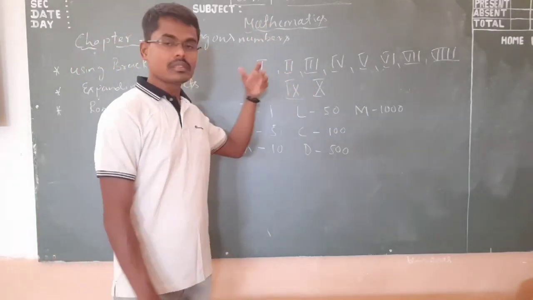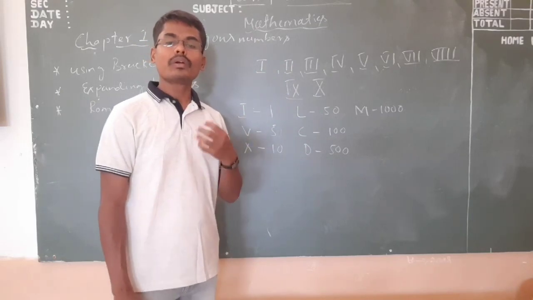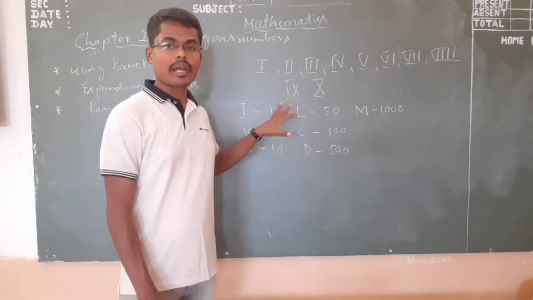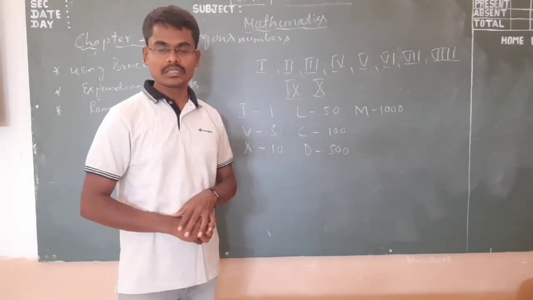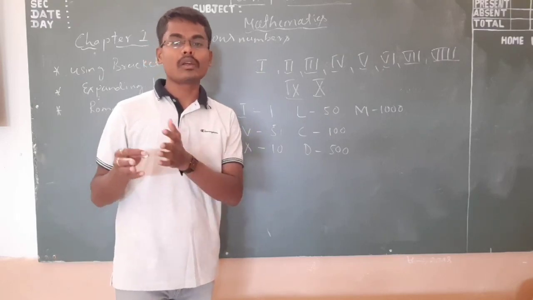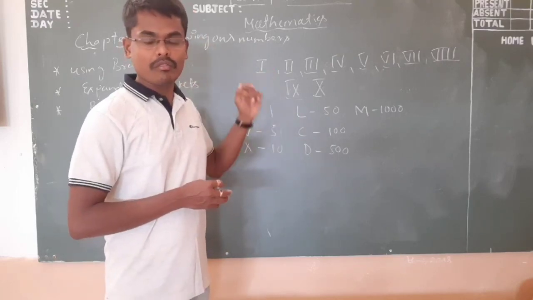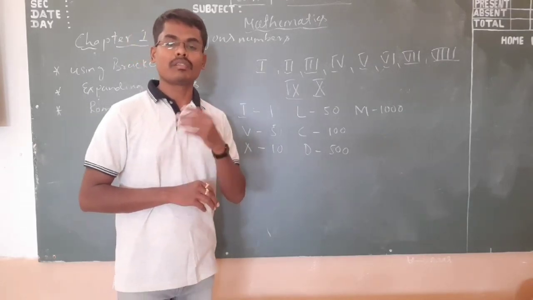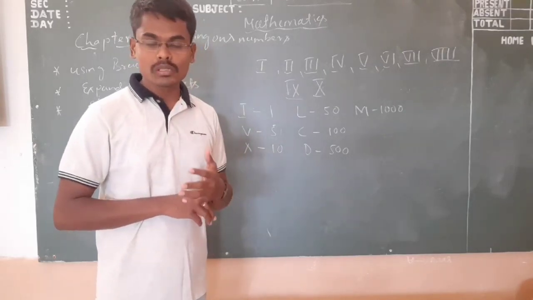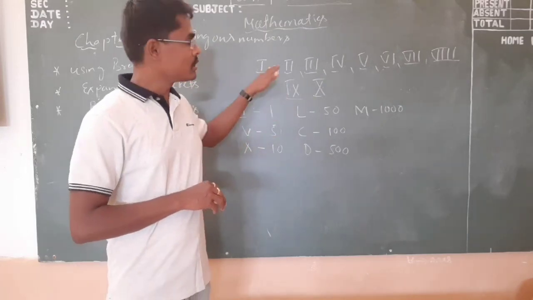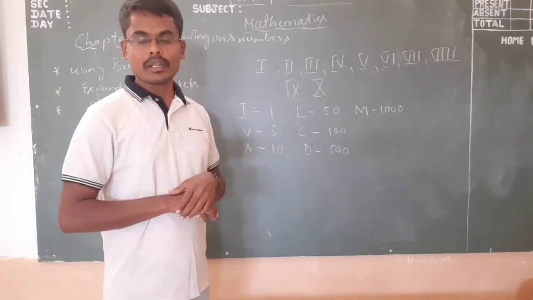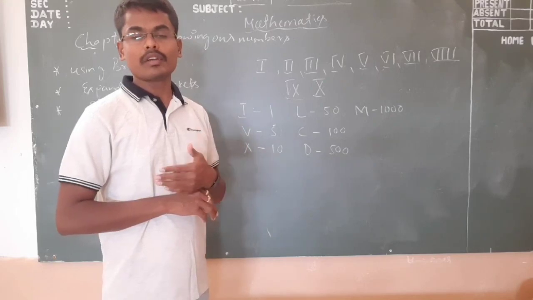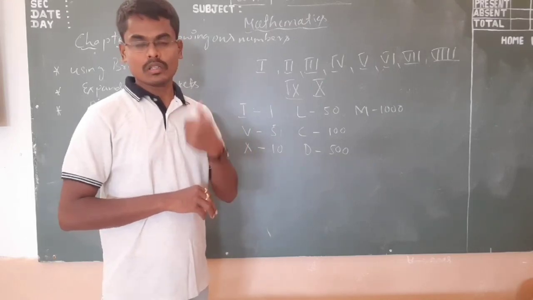Then after all these things, on what basis are we going to write all these representations? Are there any guidelines, any rules to write all kinds of Roman numerals? Yes, definitely we have some set of guidelines, some set of rules. By using those rules, we are going to write the Roman numerals. Then one by one we are going to discuss those rules.